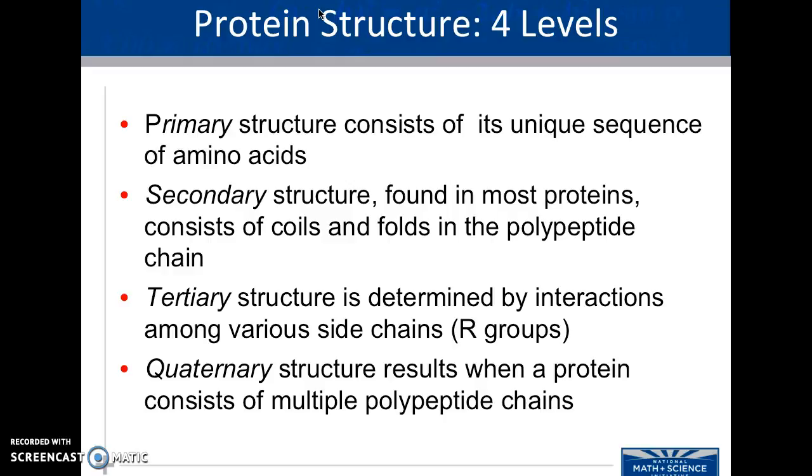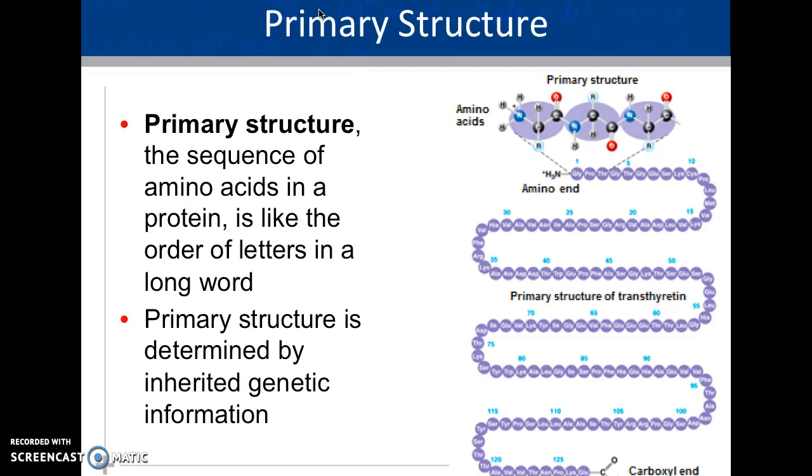Secondary is going to be coils or folds in a polypeptide chain. Tertiary is determined by how our R groups interact, and if we remember, we have hydrophobic, hydrophilic, and electrically charged R groups, so they're going to interact in a variety of ways. And then quaternary structure is when one protein interacts with another polypeptide chain. A good example of this is hemoglobin. That is actually multiple proteins interacting to make the hemoglobin protein.